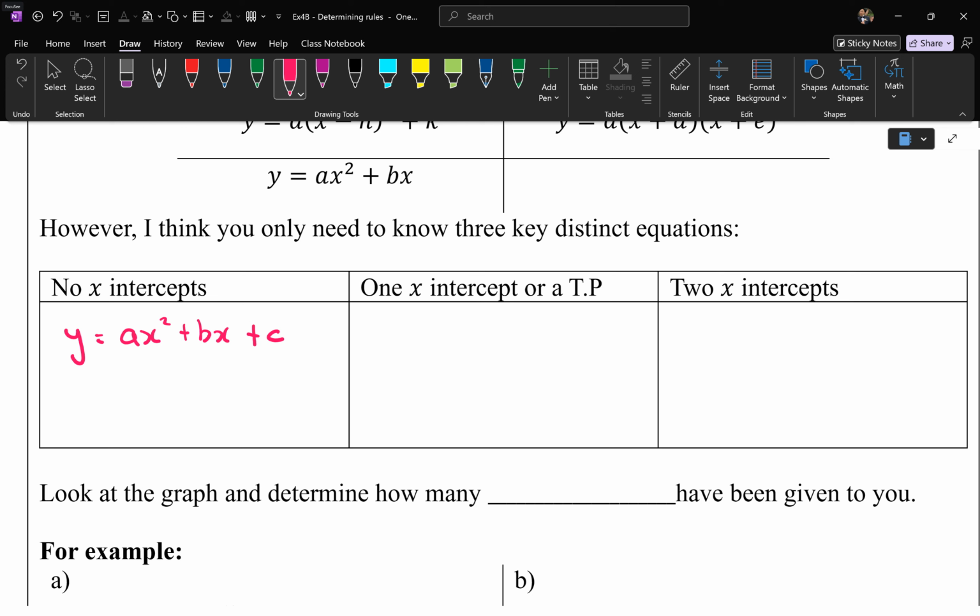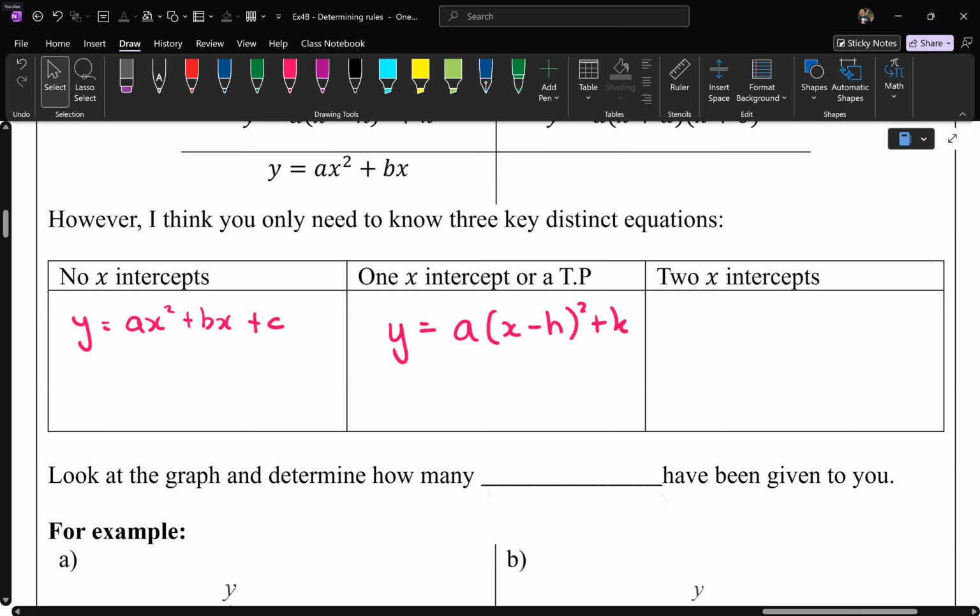Next one, if they give you 1 x-intercept or a turning point, right? So then you should already be thinking, well, 1 x-intercept means that you can only have 1 linear factor, which means 1 bracket. Whereas when you factorize into 2 brackets, means there's potential 2 x-intercepts. So when there's only 1 bracket, well, that is of this form. This has 1 bracket. So if they gave you a turning point, you can find h and k straight away. But if they gave you only 1 x-intercept, you can find h straight away as well. Okay, so it has to be a tangent to the x-axis.